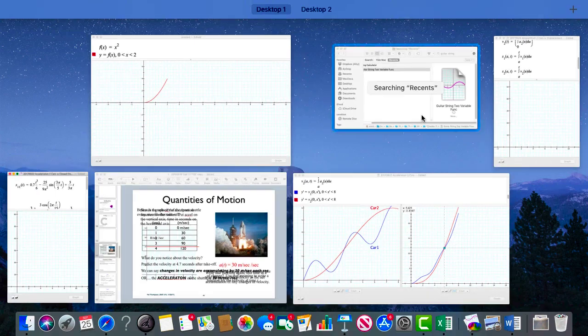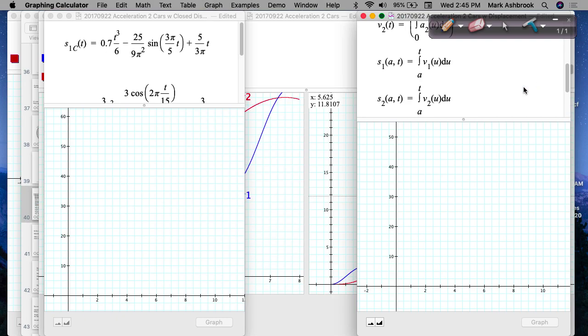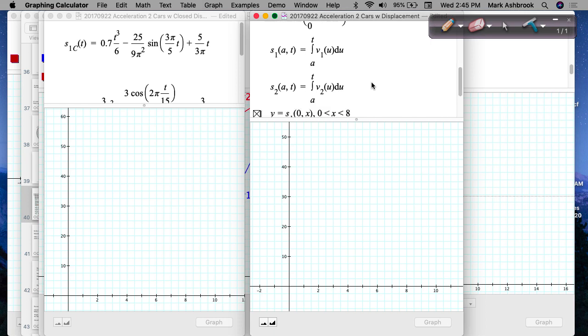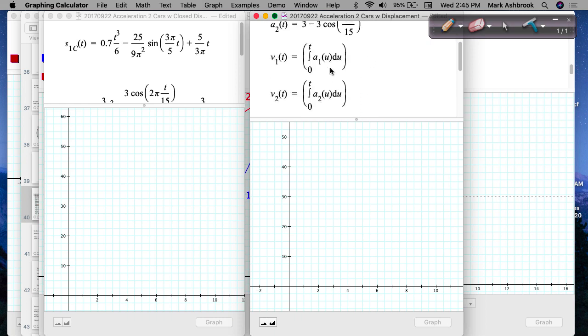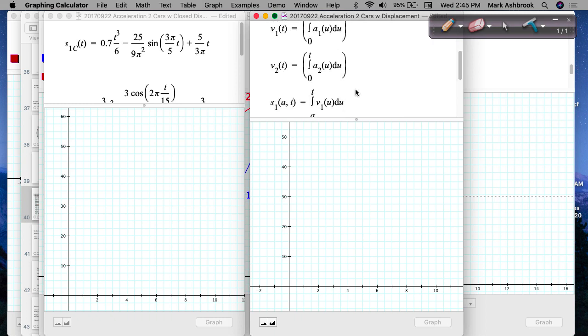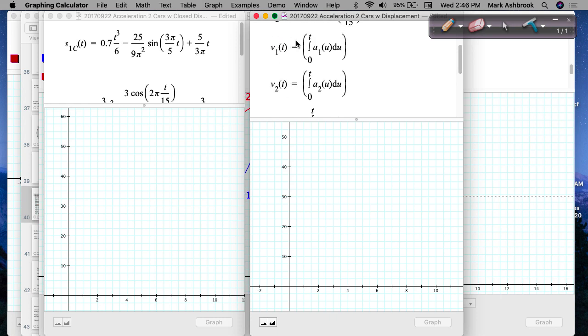In one pane here, I've written the acceleration functions in open or closed form? Closed. Velocity in open form. And now position in open form based on velocity in open form. So this is like two layers of open form: position in open form based on velocity written in open form.